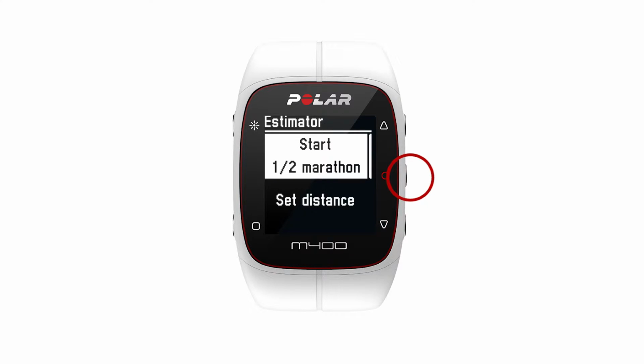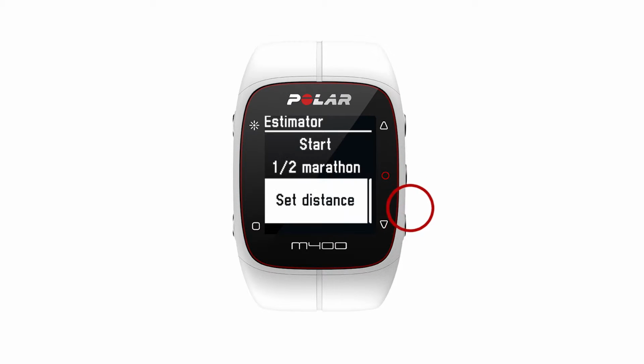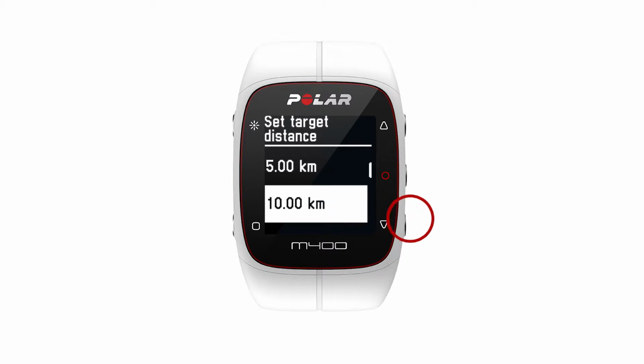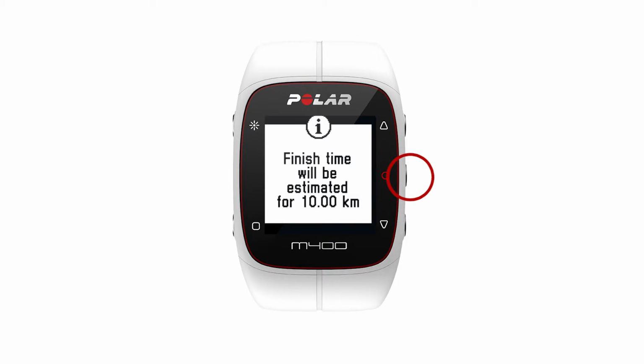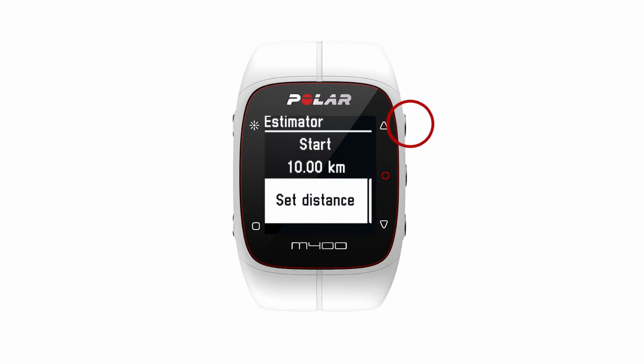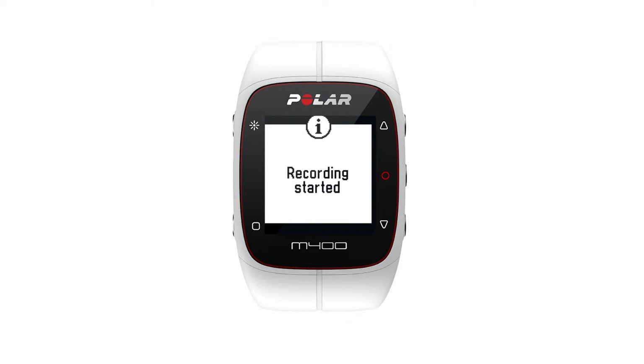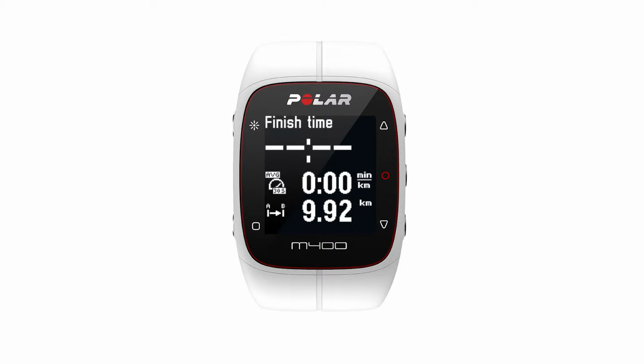To set a target distance, go to Set Distance and choose 5 kilometers, 10 kilometers, half marathon, or marathon. You can also choose Set Other Distance. Then select Start, choose your sport profile, and wait until the GPS status is OK. Start your training, and the M400 will show you your first finish time estimate.